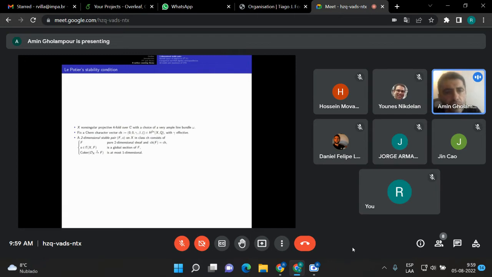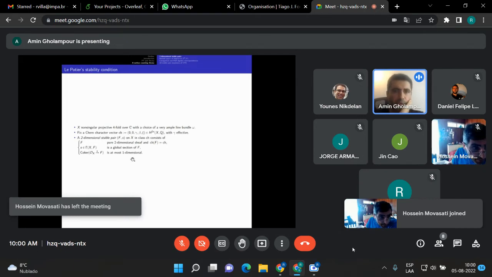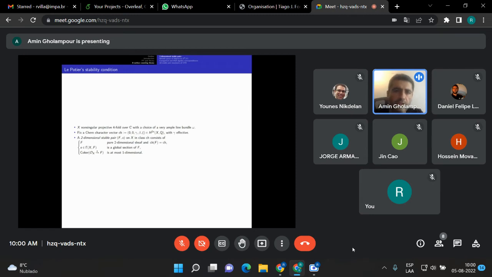Okay, so now everything, as you see, is parallel to PT theory. A two-dimensional stable pair in class ch consists of a pure two-dimensional sheaf F, where the Chern character of F is fixed, and s is again a global section of F. Now our stability condition is that the cokernel of s is at most one-dimensional. In PT it was zero-dimensional, and here it is at most one-dimensional, so the dimension is increased by 1. By the cokernel condition, we can think of F as a pushforward of a line bundle outside of a one-dimensional subset of its support. The support is two-dimensional.